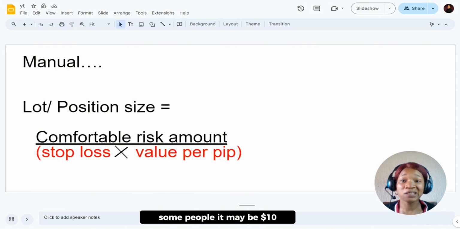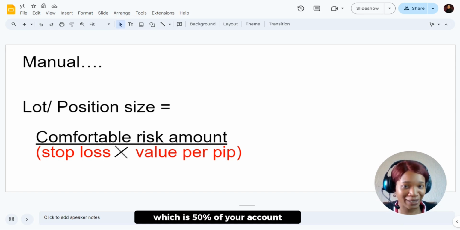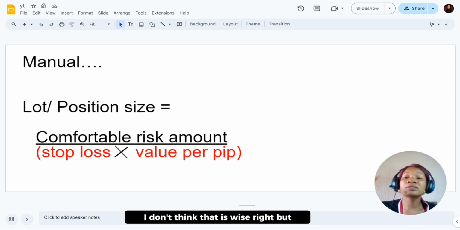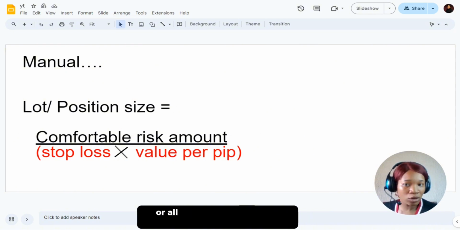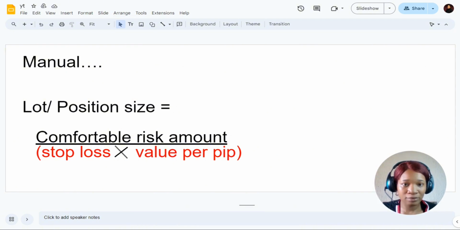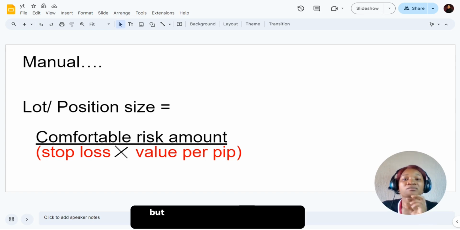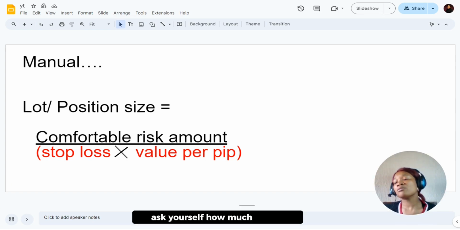Some people it may be $10, some people it may be $20, some people $100, some people $500, which is 50% of your account. I don't think that is wise. To start with, you shouldn't put all your wealth or all your income into your trading account as equity. No, that's not advisable. But whatever you have funded your account with, ask yourself how much of that.